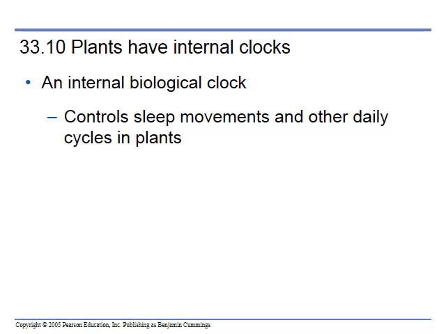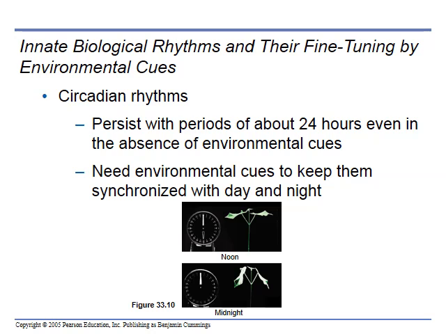Plants also have internal clocks. An internal biological clock based off of 24 hours, just like humans when we talk about sleep and movements and daily cycles, your circadian rhythm, we're talking about a biological clock. All right, your innate biological rhythms and their fine-tuning, the circadian rhythms, what I'm talking about, it's about 24 hours even in the absence of environmental cues. And then it needs environmental cues to keep going with the synchronization, keeping it together day and night, right?